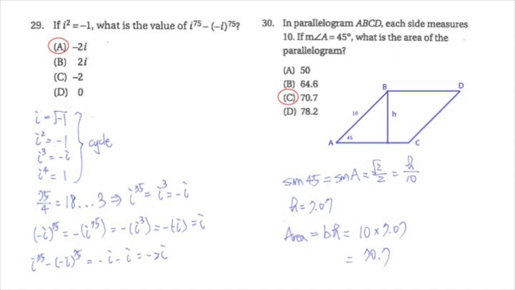Question 30, in parallelogram ABCD, each side measures 10 and angle A is 45. We're asked to find the area of the parallelogram. So we drew a little diagram, and although this is a parallelogram, it says that each side is 10, so this is in fact a rhombus, and angle A is 45 degrees. So according to the diagram, sine A, which is sine 45, equals square root of 2 over 2, and that equals h over 10. So h is roughly 7.07. Then the area of the parallelogram is base times height, which is 10 times 7.07, which is 70.7.